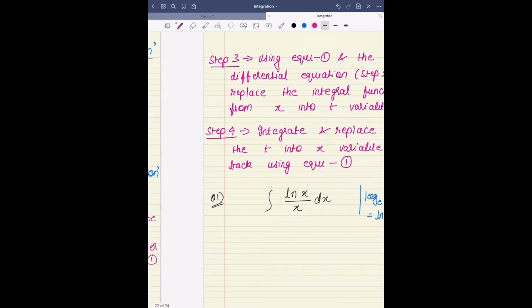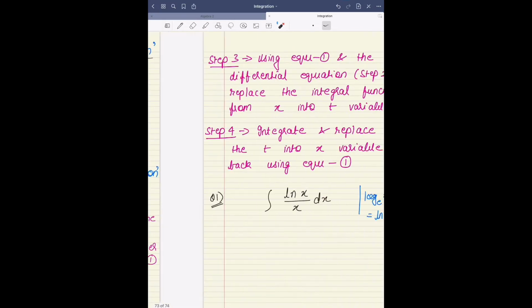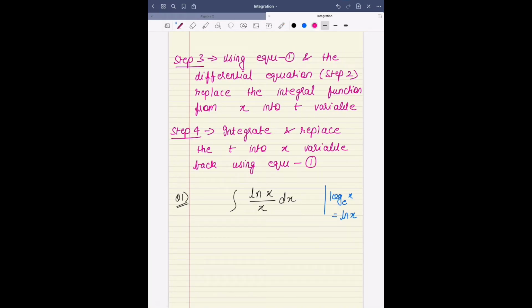Now let's get started. Step 1 says assume a part of the integral to be t, which on differentiating gives the other part. This is your main step, where you have to check or assume what will be your t. I've taken a simple question to explain the structure, then we'll do one slightly more complex question. It's clearly seen that when you differentiate log x, you will get 1 by x, which is the other half. So we will take this ln x to be t. So let ln x equal t.